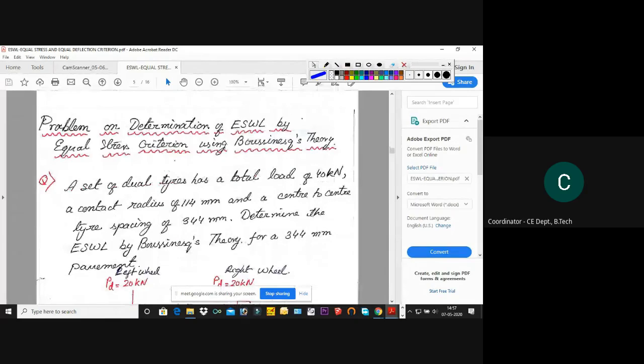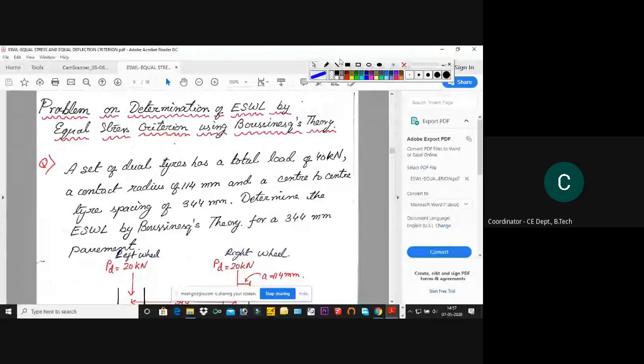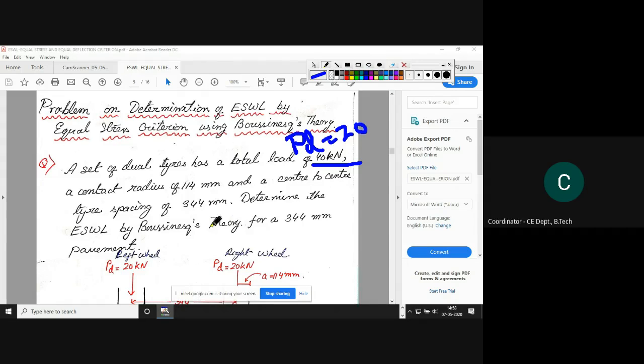See, read out this problem. What is given here? A set of dual tires has a total load of 40 kilonewton. That means two tires together will carry 40 kilonewton. So individually how much they will carry? 20 kilonewton. And that is your PD value. So PD here is 40 by 2, that is 20 kilonewton.